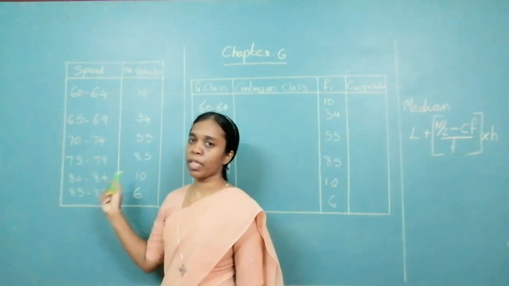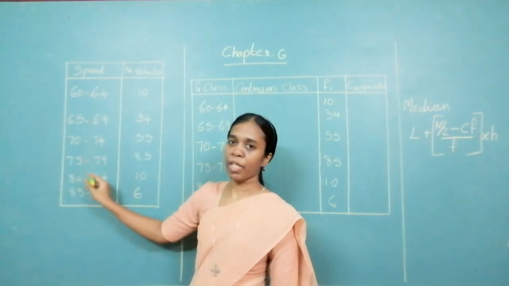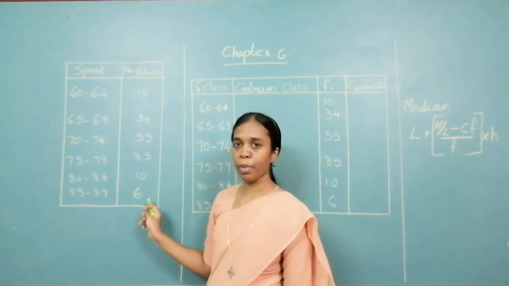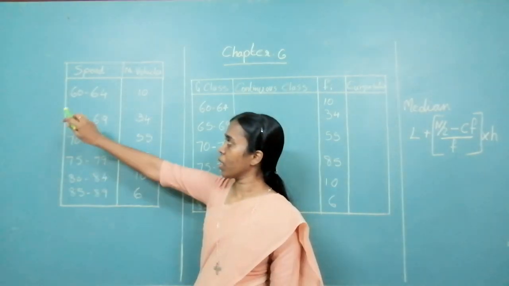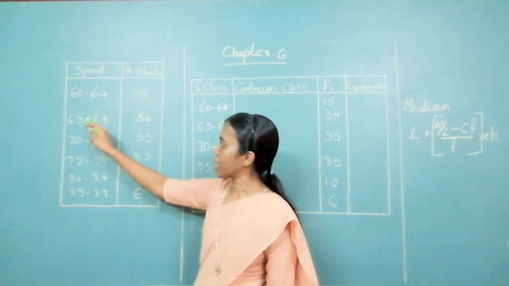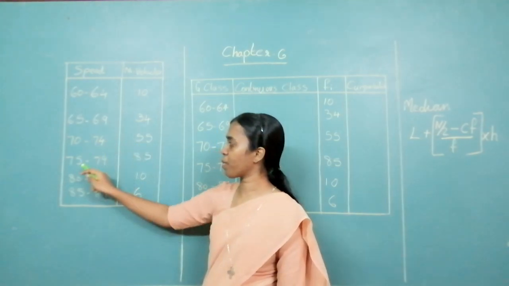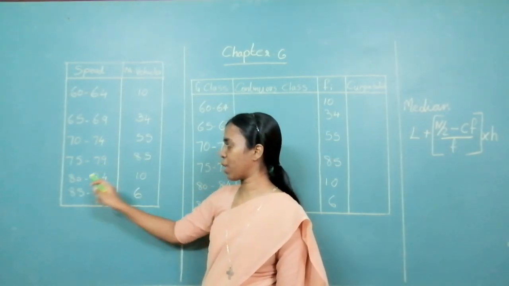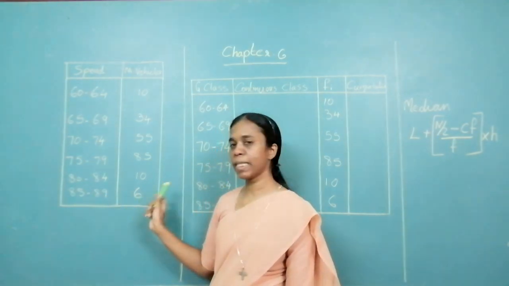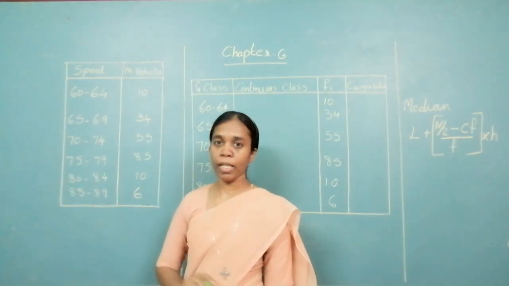Look at the question that is given to you. You have the class interval, the average speed of vehicles in kilometer per hour, and this is the number of vehicles. Between 60 to 64 there are 10, 65 to 69 there are 34, 70 to 74 there are 55, 75 to 79 there are 85, 80 to 84 there are 10 and 85 to 89 there are 6. Is this a continuous class?